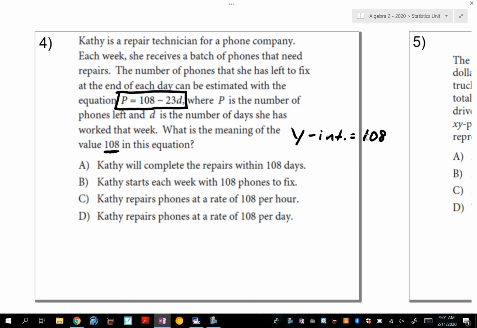So A, Kathy will complete the repairs within 108 days. No, this really is talking about phones, not days. Kathy starts each week with 108 phones to fix. That sounds like what we're talking about, where she's worked no days, so she's starting the week without working. She's got 108 left to fix. Kathy repairs phones at a rate of 108 per hour. This has nothing to do with hour and rate. It's talking about slope, so that's not right. And then Kathy repairs phones at a rate of 108 per day. Actually, she repairs phones at a rate of 23 per day. That would be the slope. So the answer is going to be B. When she's worked 0 days, to start the week, she has 108 phones left to fix. So that's why it is B.